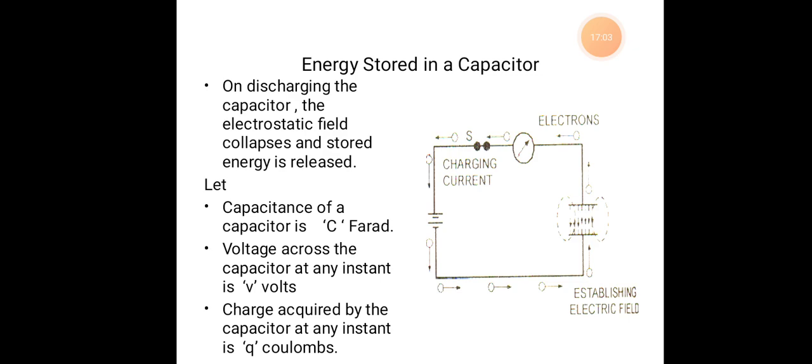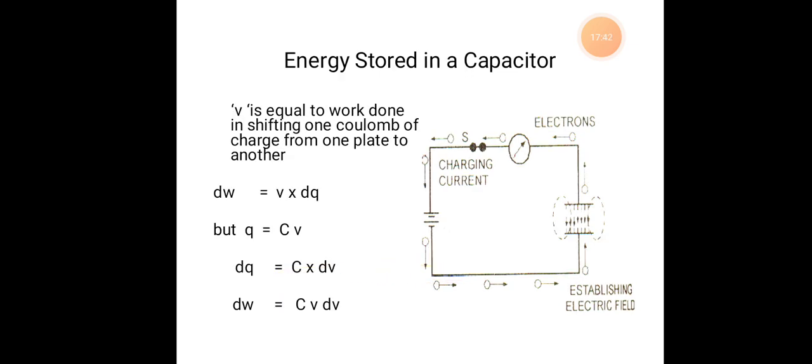So remember these three points: the capacitance is represented by the capital letter C and measured in farads, and charge is represented by the letter Q and measured in coulombs. And in the circuit diagram, the voltage across the capacitor at any instant is measured in volts. Now see the circuit of the energy stored in a capacitor.